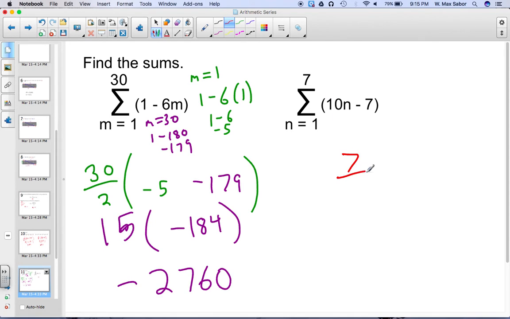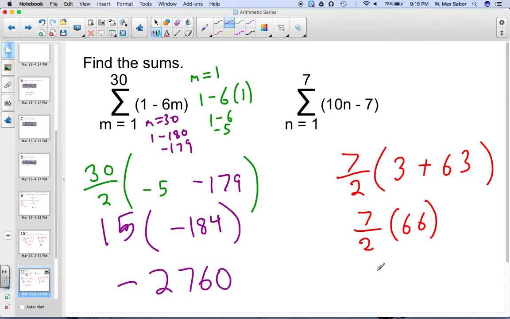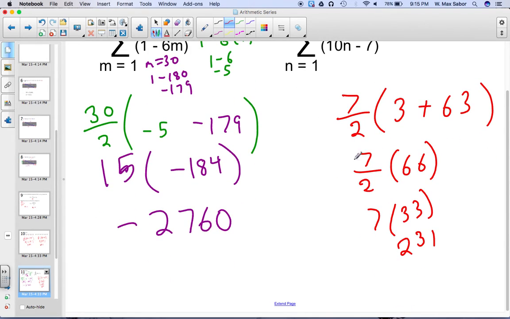Here there are 7 terms. And the first term is going to be 10 minus 7. The last term is going to be 70 minus 7. We get 66. So this is 7 times 33, which is 231. Yes, 231.